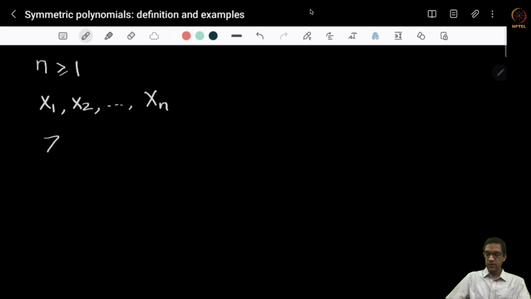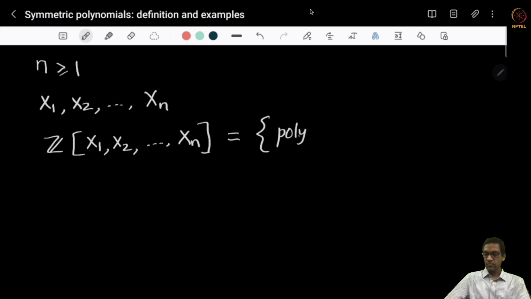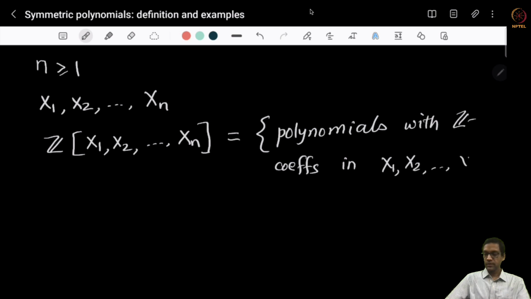And we consider all polynomials with integer coefficients in the variables x1, x2, xn. So recall, this is the notation. Z of x1, x2, xn just denotes the set of all polynomials with integer coefficients in the variables x1, x2, xn. Okay, so that's the space we're looking at, multivariable polynomials.